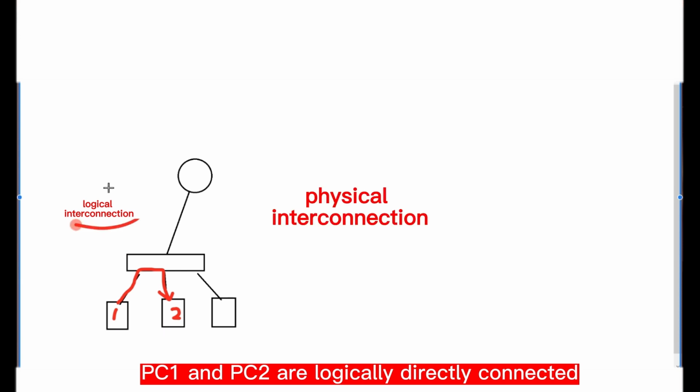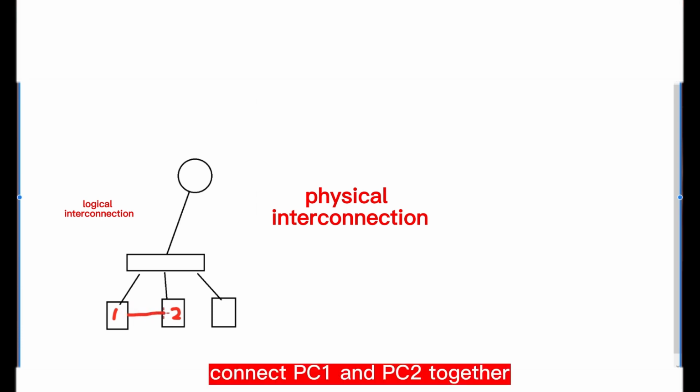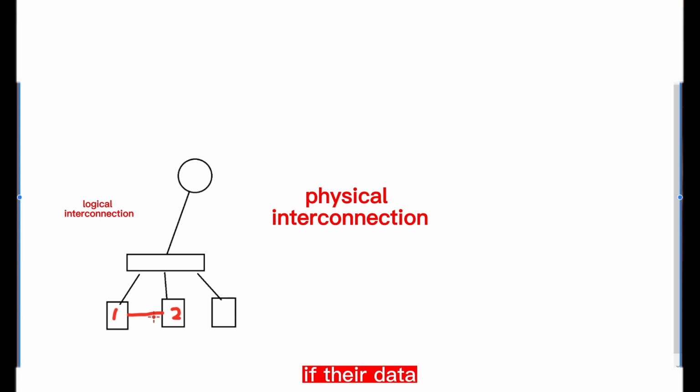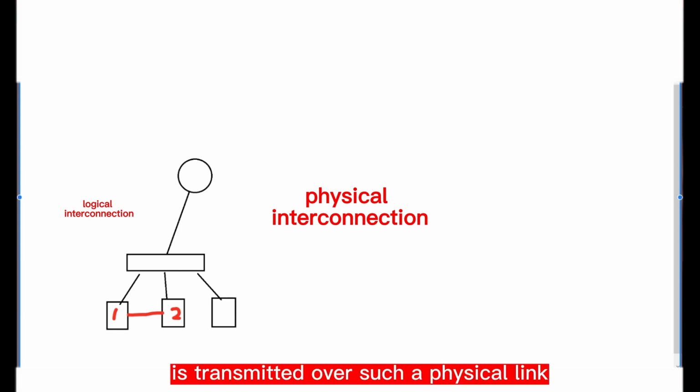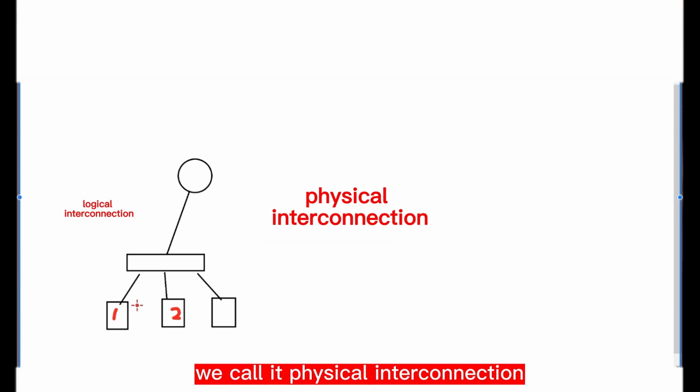PC1 and PC2 are logically directly connected, but they are not directly connected physically. What we call a direct connection in the physical state is connecting PC1 and PC2 together through a line. If their data is transmitted over such a physical link, we call it physical interconnection.